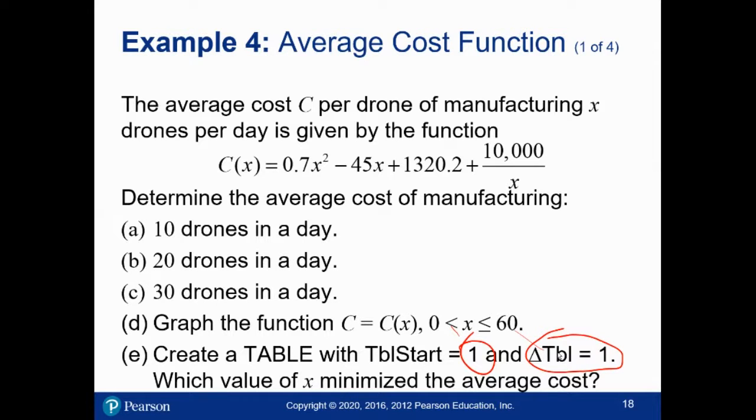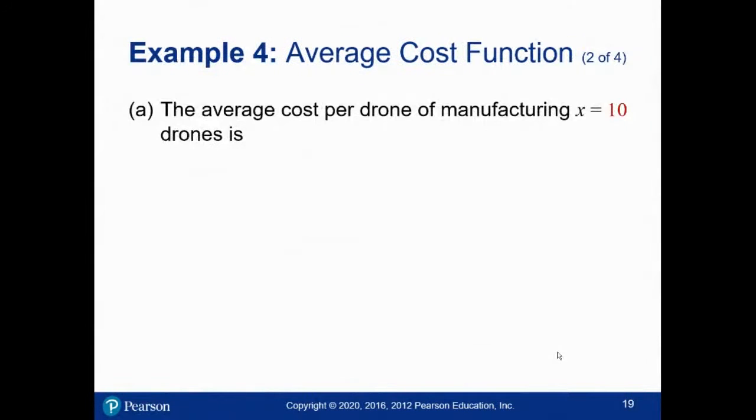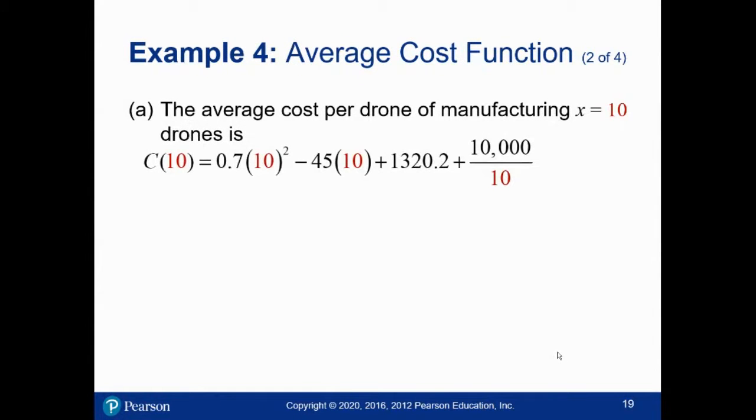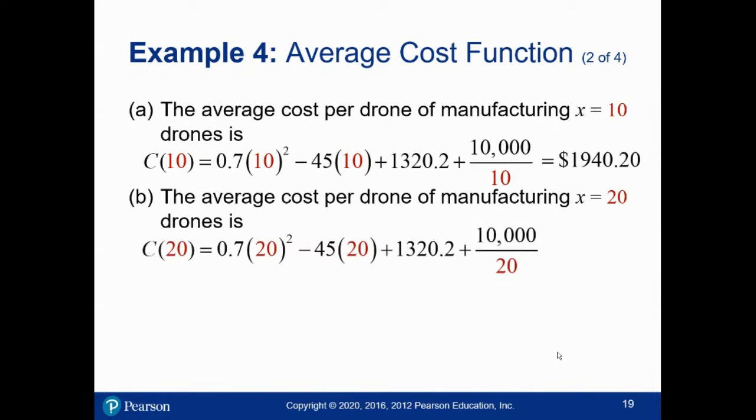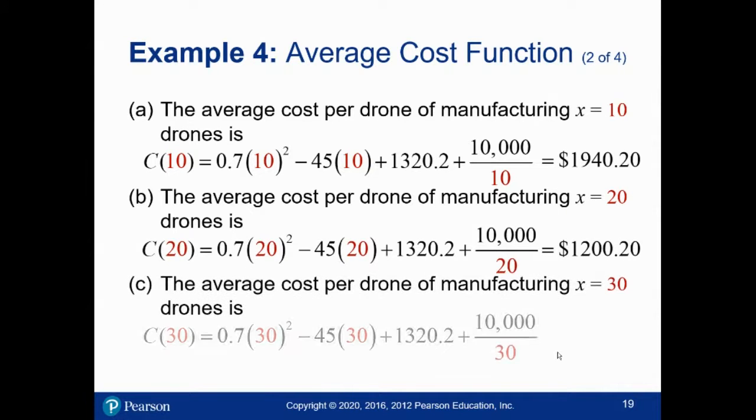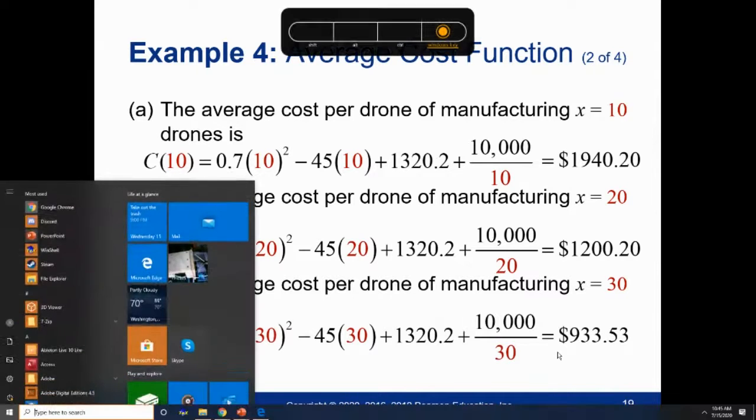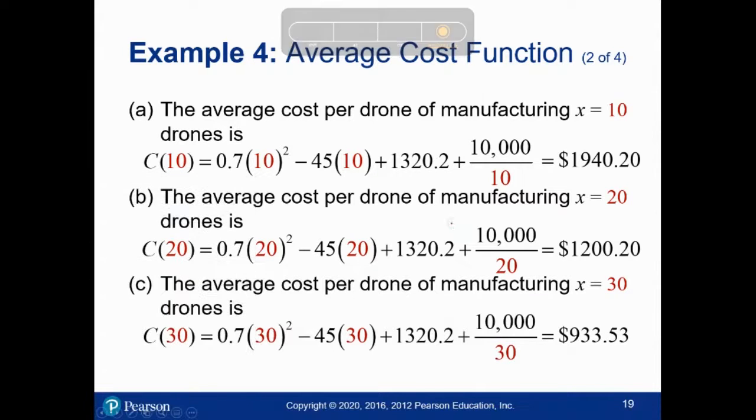So hopefully we worked through and did what we could. If I let x be 10, I just have to plug it in. C of 10 is 0.7 times 10 squared minus 45 times 10 plus 1,320.2 plus 10,000 over 10, which simplifies down to $1,940.20. Similarly, if I let x equal 20, I just plug in x equals 20 and I compute 1,200.2. And if x is 30, I do the same computation but with x equals 30 and I get something a bit over 933.3.